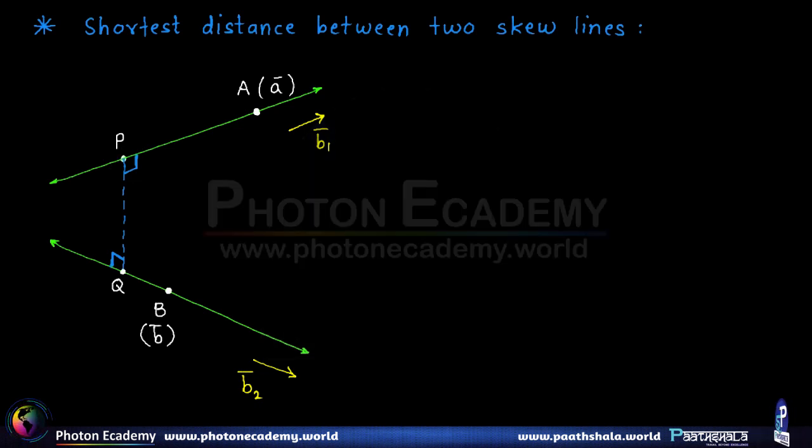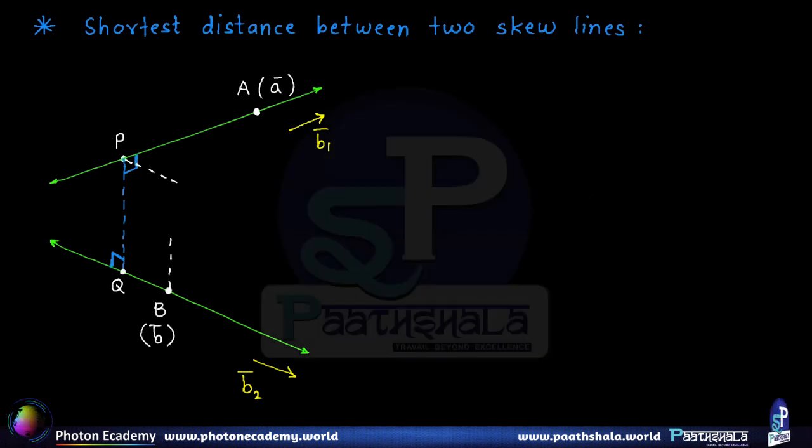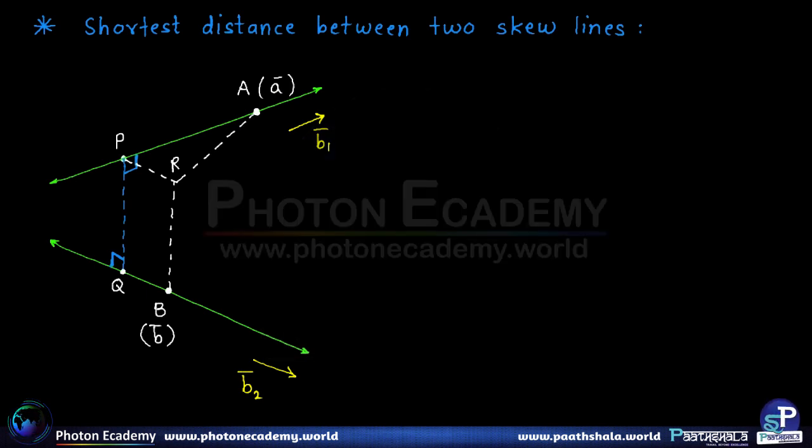Right? Now for this we do one small construction like this. From point P we are going to draw a segment parallel to the second line, the one which is below, and from B we are going to draw a segment parallel to PQ, and it will intersect the previously drawn segment in, say, point R. Now we join point R and A. We also join point B and A.